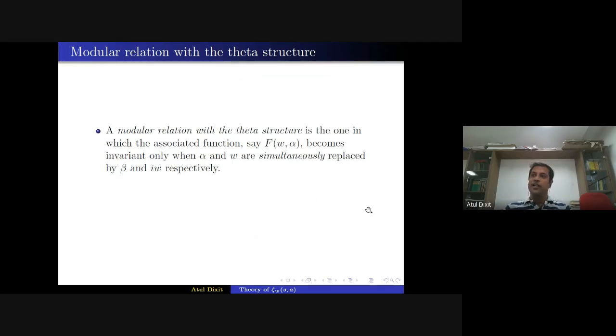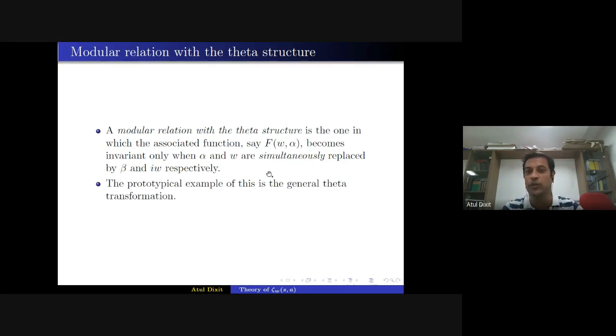Okay, let me discuss one more terminology. What do we mean by a modular relation with a theta structure? It is the one in which the associated function, say f of W comma alpha, will become invariant only when we simultaneously replace alpha by beta and W by iW, as in the case of the theta transformation. So this is the prototype. The general theta transformation is a prototype of a modular relation with a theta structure on it. So theta structure will always mean W going into iW.